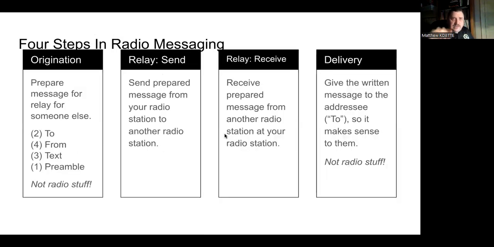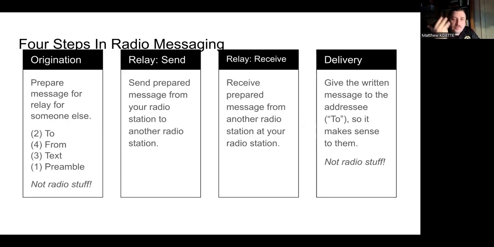So looking at these steps, I mentioned 3. I want to break the second step, relay, down into 2 sub-steps. One is relay, the act of sending. One is relay, the act of receiving. So when we talk about origination, that's what happens in the very first place. That is where you take a message and you prepare it for relay to someone else. You have to know where it's going. You have to know from whom the message has come. You need to know what the text of the message is.